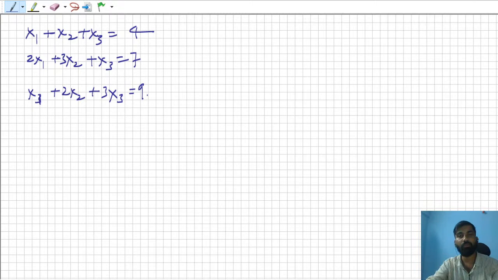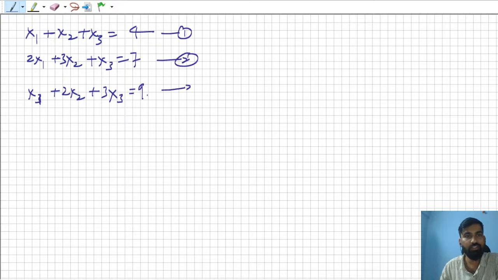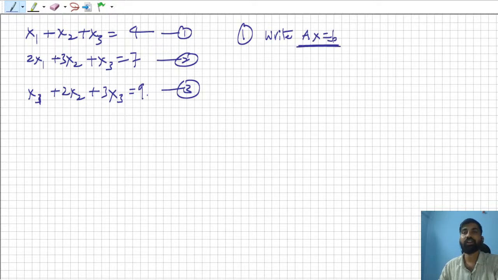The moment a system of linear equations is given, suppose this is the first equation, this is the second equation, and this is the third equation, what you can do is immediately write it in the Ax equal to b format. This is a shorthand representation of a system of linear equations. This is the very first step which you have to follow.